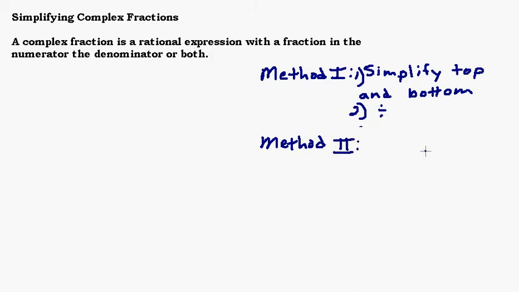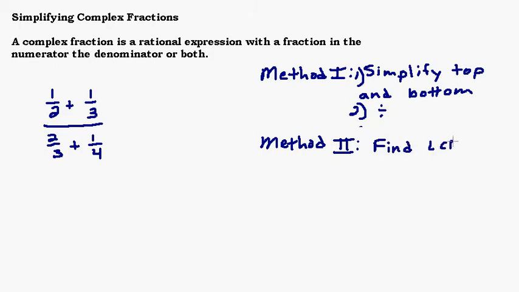Okay, so let's say we have, let's see if I can remember what I just did here. 1/2 plus 1/3 over 2/3 plus, what did I have down here? 1/4? I think I had 1/4. Well, we'll do it and see if it comes out. I'm pretty sure that's what I had. Alright, so method 2, you're going to find the least common denominator of the fractions that are in your numerators and your denominators.